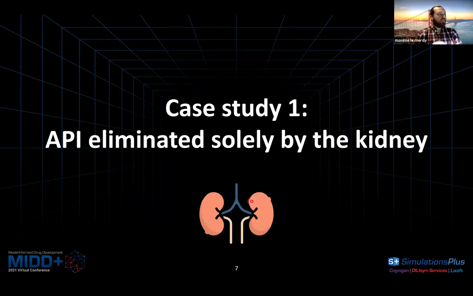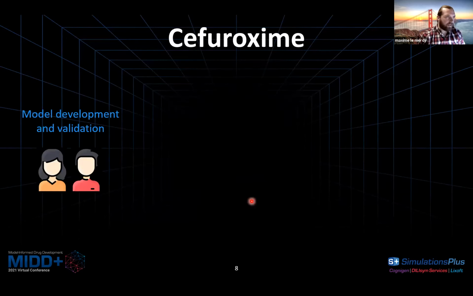So first things first, let's have a look at an API that is eliminated purely by the kidney on the maternal side. And that API is an antibiotic, cefuroxime, which is very commonly used during delivery to avoid any infection and possible complications. The strategy we use to develop that model is to first create and validate the model for a healthy population. And it doesn't matter whether those data were coming from men or women, because the PBPK model accounts for those differences already in the model.